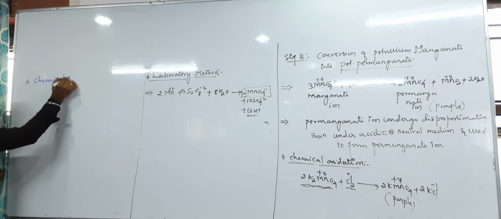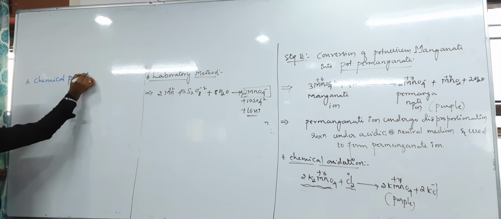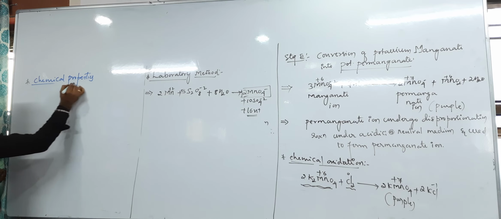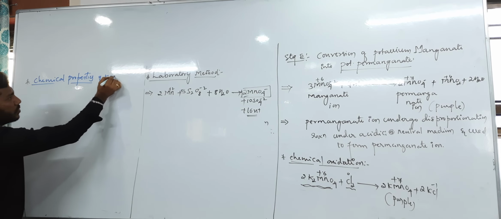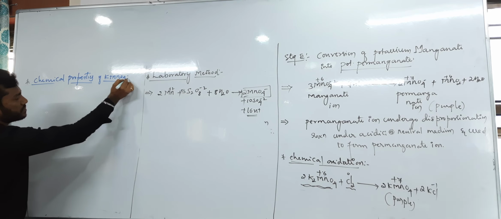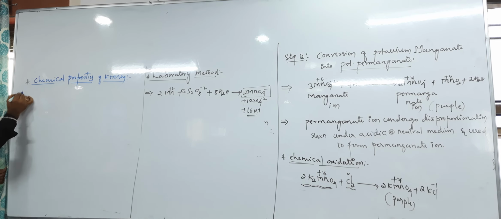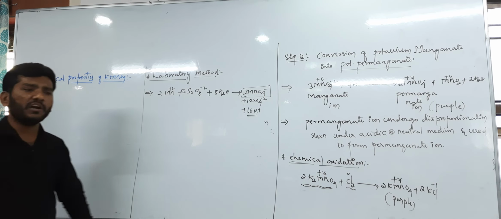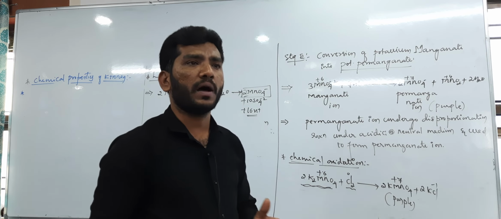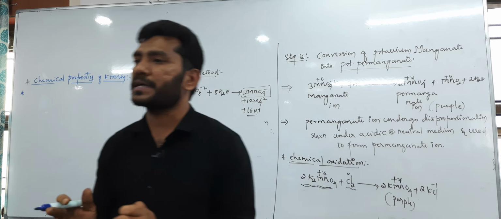So chemical properties of KMnO4. Okay, so look over here guys. So you guys just think of that on heating of potassium permanganate, what is actually going to happen? So which particular compound do you expect?